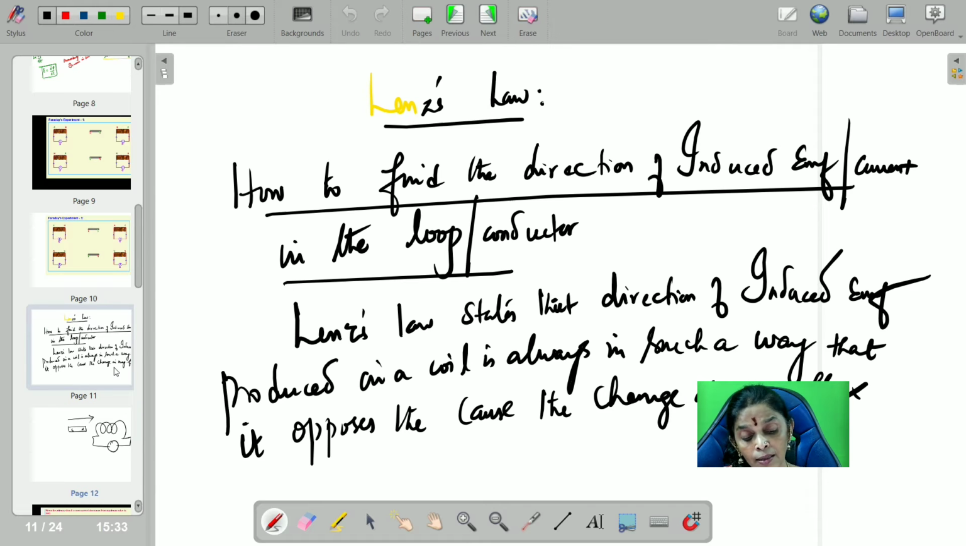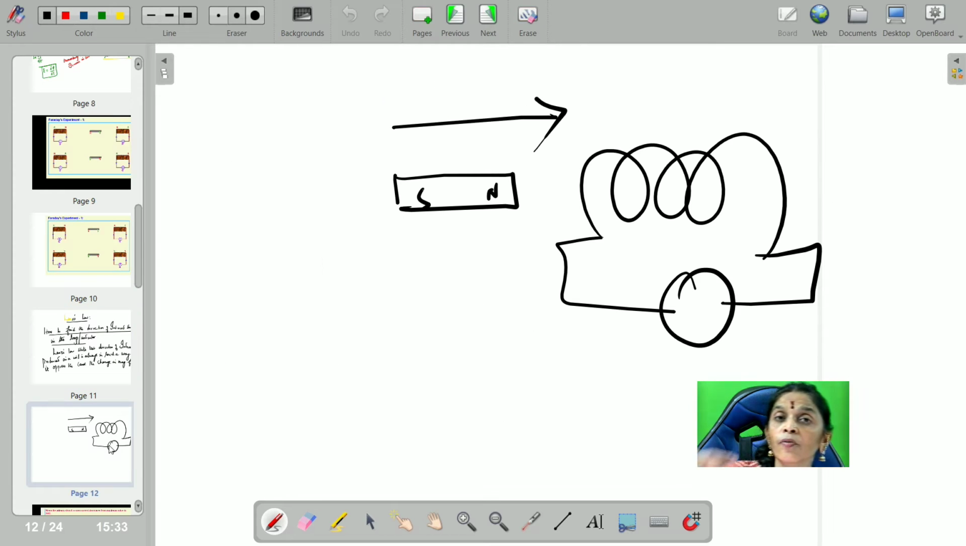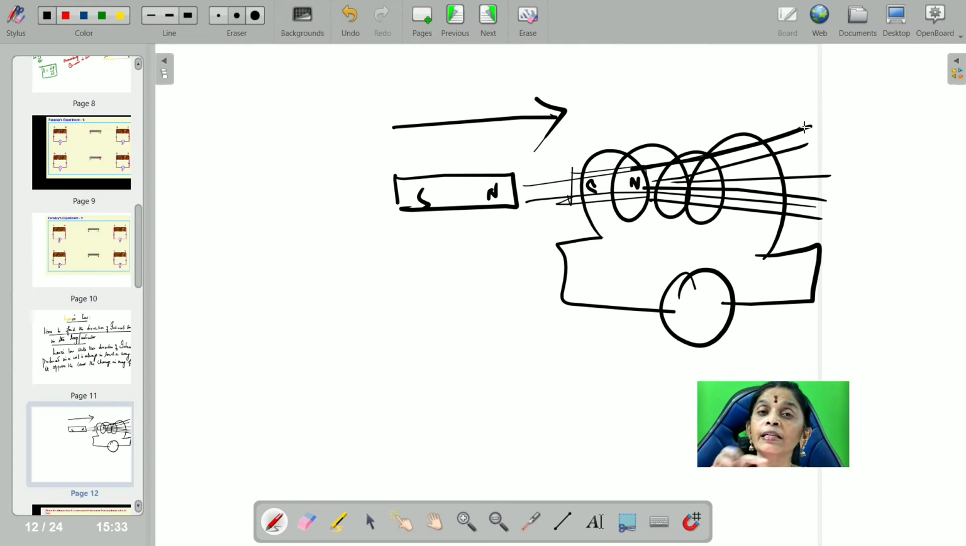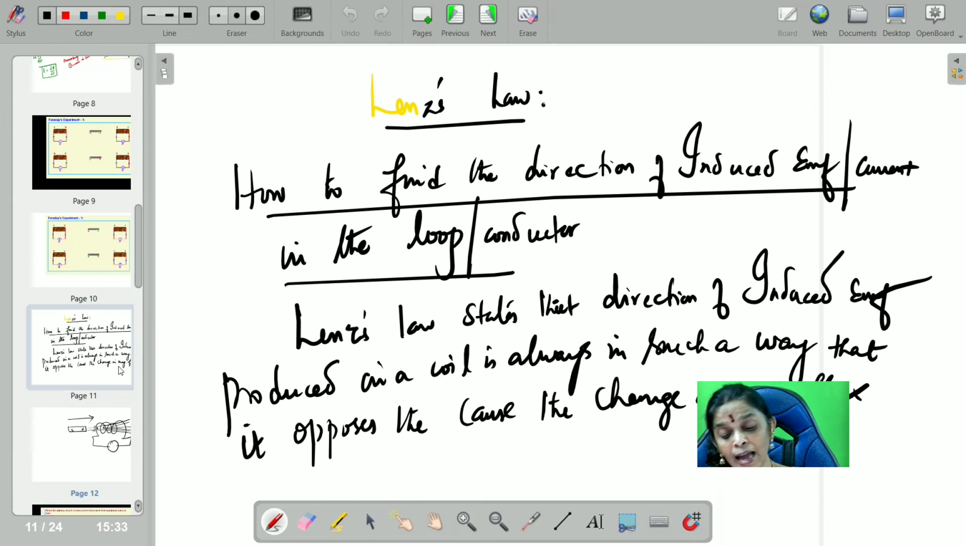The direction of the induced EMF produced in a coil is always such that it opposes. When you bring the magnet inside, what happens? Flux increases. How do you know flux increases? When the magnet is outside, only two lines are passing. Same magnet, if it is brought inside, many field lines will pass. So you can say that flux increases. Due to the increase in flux, it is forced to produce an induced EMF. An electric field is created.